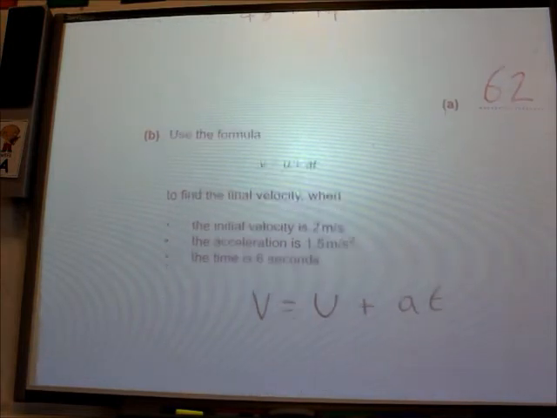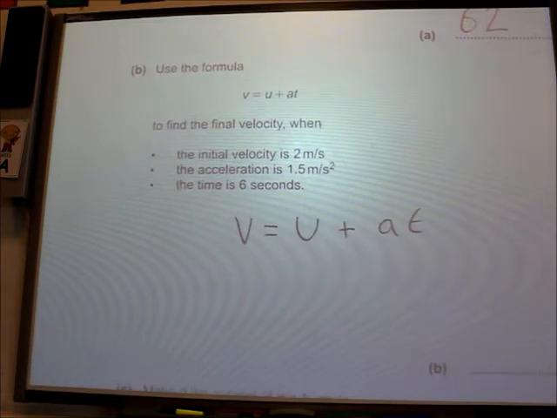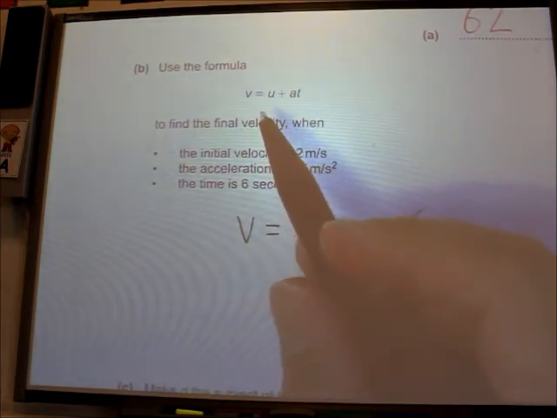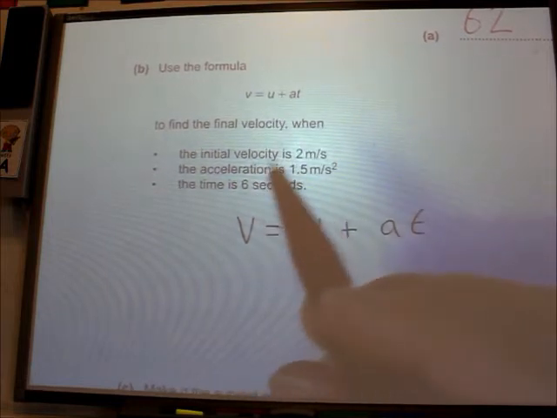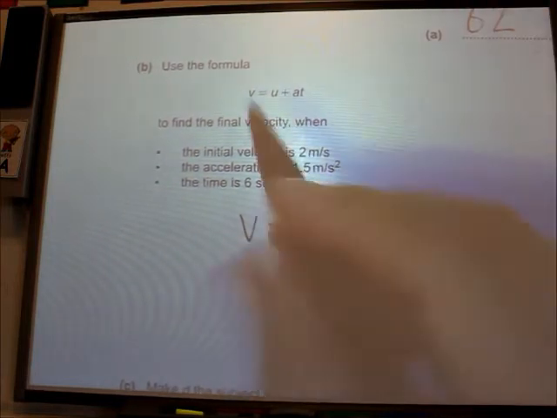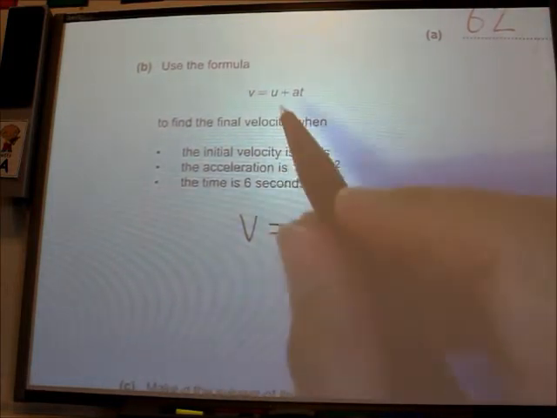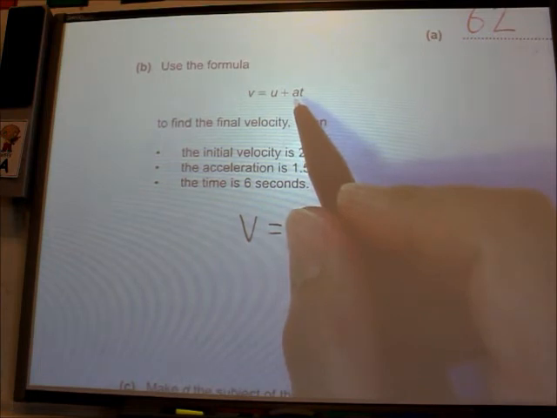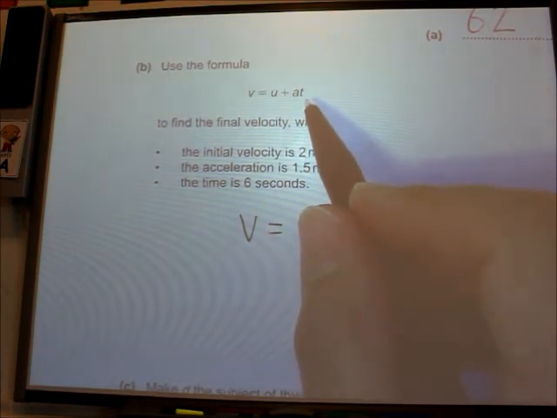Use the formula. It's probably more substitution. We'll have a look. V equals u plus at. This is one of Newton's equations of motion. You should have learnt it in physics really, or science, but V is velocity. U is initial velocity, so that's the velocity at which you start it. A is acceleration due to gravity, and T is time.